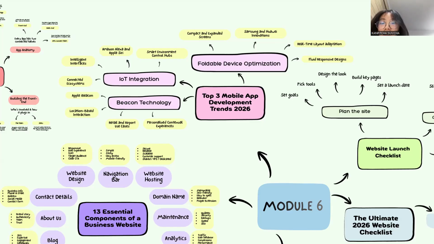Connected ecosystems. This trend connects your phone, your watch, and your home appliances so they can share information with each other automatically. And the next thing is intelligent interfaces. Intelligent interfaces learn what you like and automatically change things like room temperature without you needing to press any buttons. And the next thing is Amazon Alexa and Apple Siri. It connects apps with smart assistants like Alexa, letting users control multiple smart devices using just their voices.